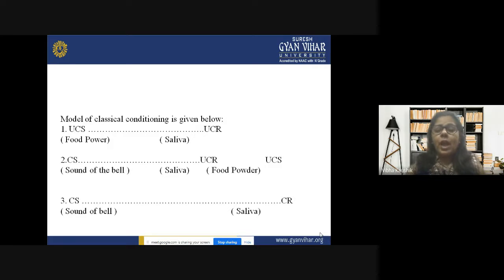After the pairing has been done successfully, he removes food from there and he is presenting only the sound of the bell, and the sound of the bell is able to produce or elicit the saliva from the organism or the dog, and that is called a conditional response.